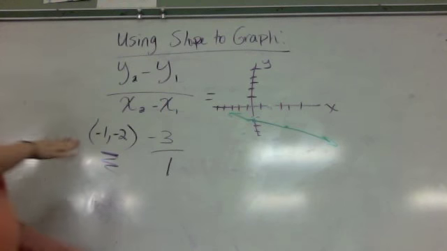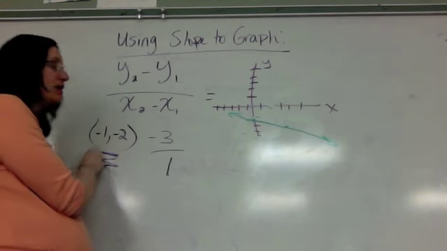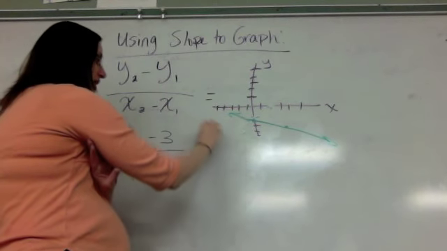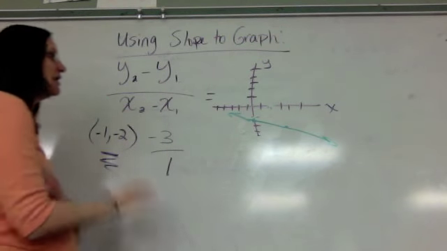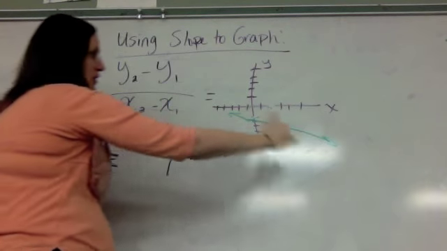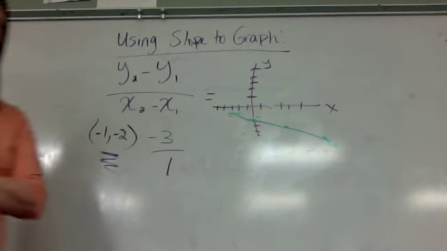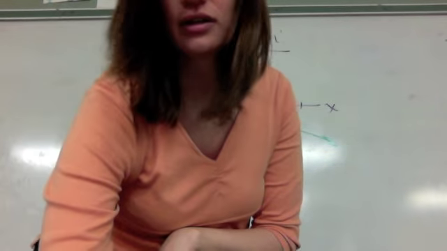So in order to graph using slope, you will need a starting point, and then you just move according to the slope. Up so many, over so many, or down so many, over so many. And you should know, if you have a negative slope, your line better be going downhill. And if you have a positive slope, it should be going uphill.